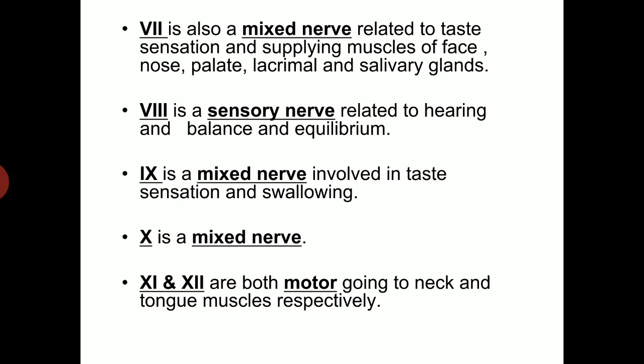Ninth is known as glossopharyngeal, again a mixed nerve involved in taste sensation and swallowing. 10th, which is known as vagus, again is a mixed nerve. It supplies the heart, bronchi. Then 11th is known as spinal accessory, and 12th, hypoglossal nerve. Both these 11th and 12th are motor and go to neck and tongue muscles respectively.